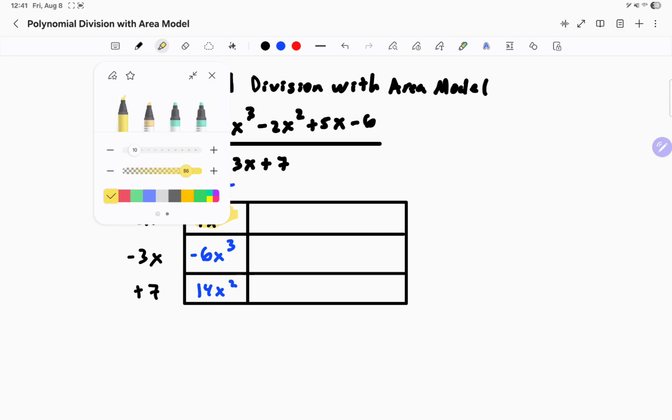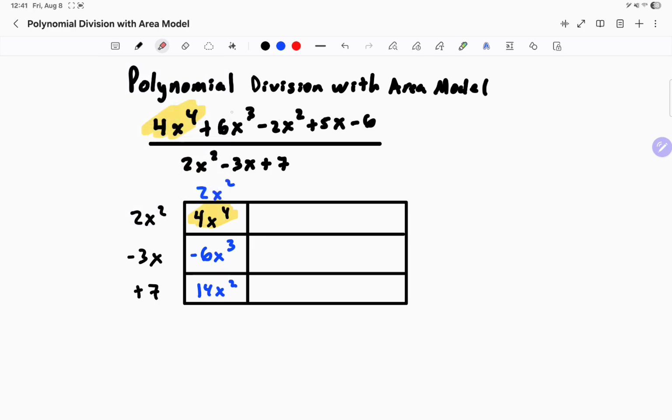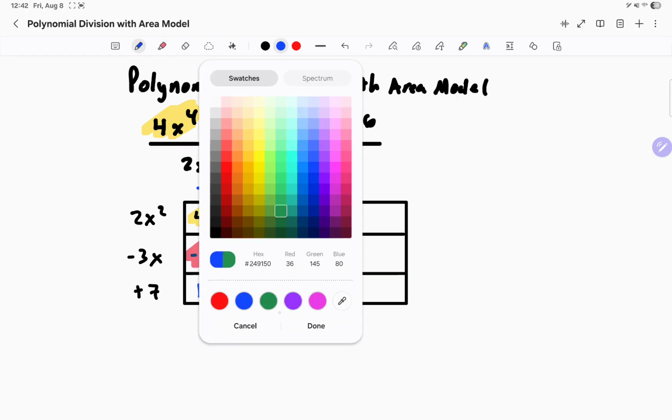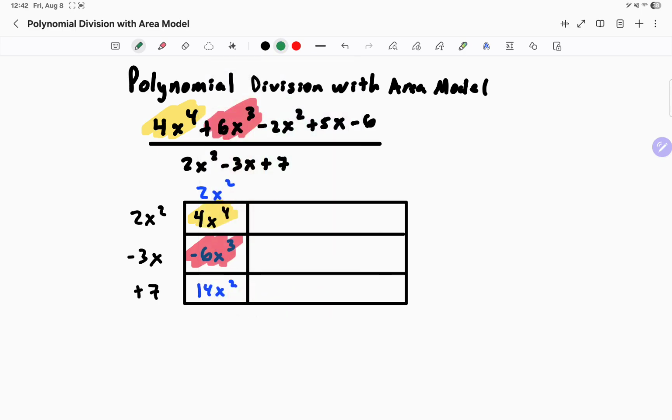Now we have to tackle our next term, which happens to be positive 6x cubed. We're given already a negative 6x cubed, so we've got to find something that, added to negative 6x cubed, will add up to 6x cubed. This happens to be 12x cubed. So now if we add these two, negative 6x cubed plus 12x cubed, they should give us positive 6x cubed.